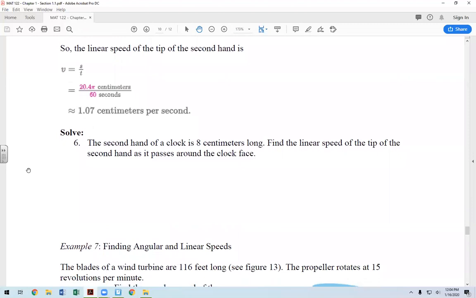So we're using that same idea here with our example. The second hand of a clock is 8 centimeters long, and again, they want us to find the linear speed of the tip of that second hand. So it's a similar example, we're just using a different measurement for our second hand. Pretty much a similar kind of calculation.